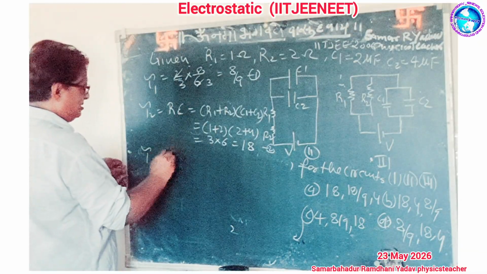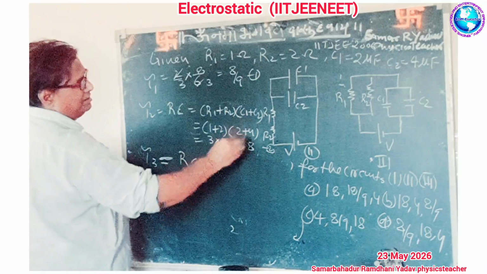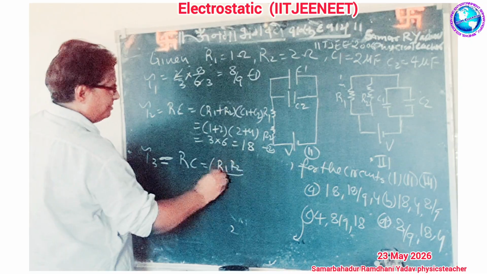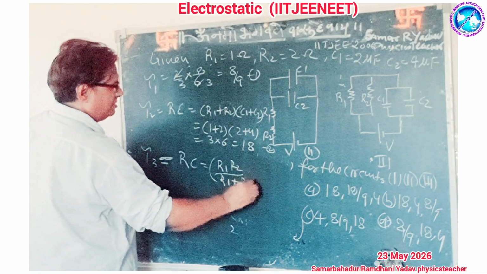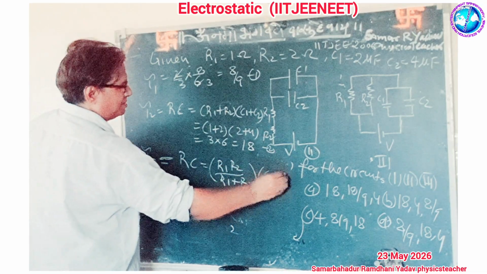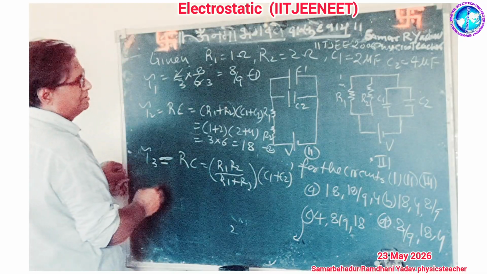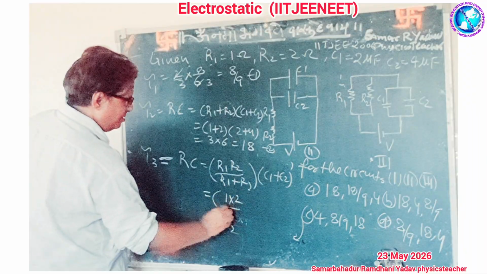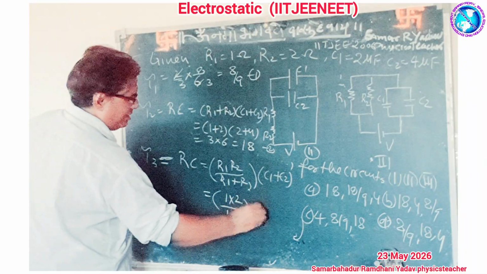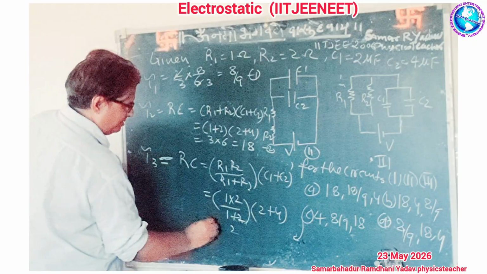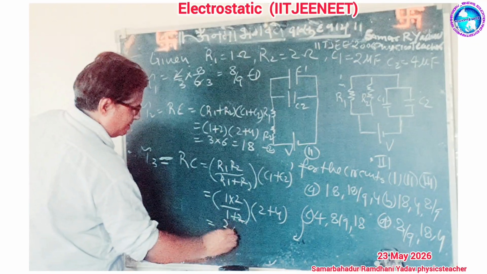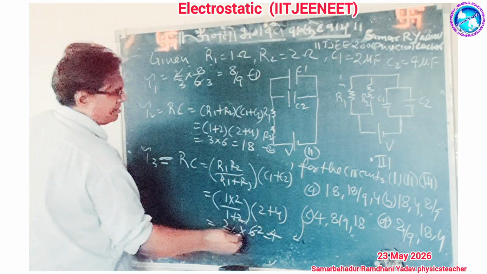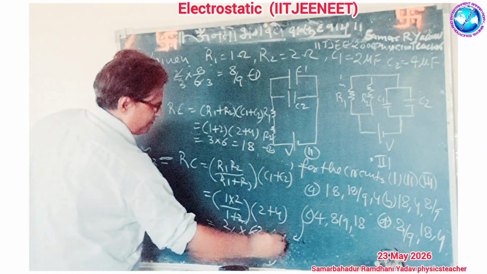Now for the third circuit, tau 3 is equal to RC. Here R and C are both parallel, so R is parallel means R1 into R2 upon R1 plus R2, and C1 plus C2. Therefore, with R1 and R2 given, 1 into 2 upon 1 plus 2, and 2 plus 4, we get 2 by 3 into 6, which is equal to 4. That is all in microseconds.